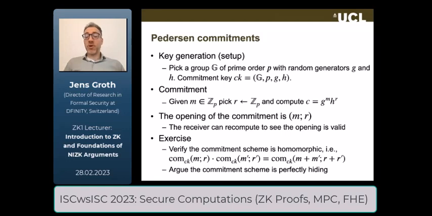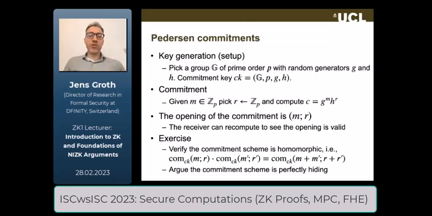The commitment scheme is perfectly hiding. It reveals nothing of the message. The reason for that is that you have this randomness R, you pick at random, right? And if you pick R at random, then H to the R is just a random group element. So no matter what M is, the commitment will just be a random group element.